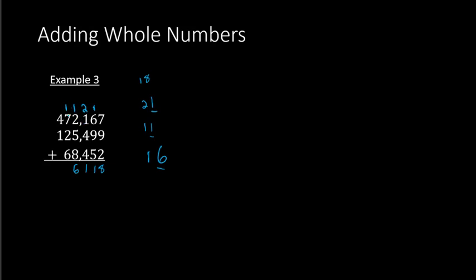We have 1 plus 7, which is 8, 8 plus 2 is 10, 10 plus 6 is 16 again. So again, we take the 6, put it here, and then carry the 1 to the 100,000s column. And now we can add the 1 and the 4 and the 1 to get 6. So your sum, or your answer, is 666,118.